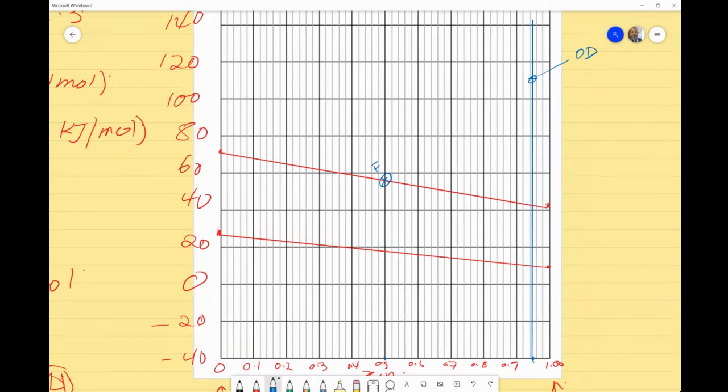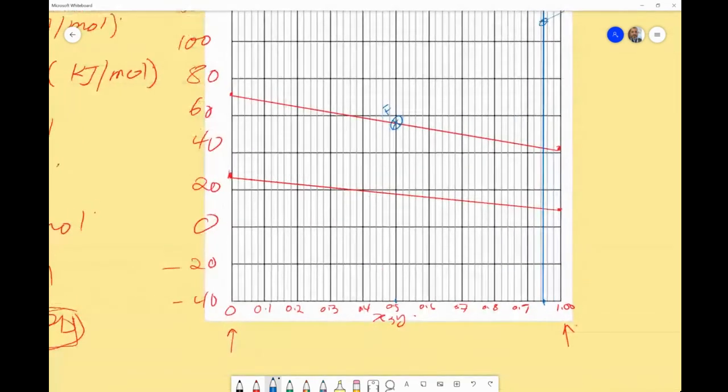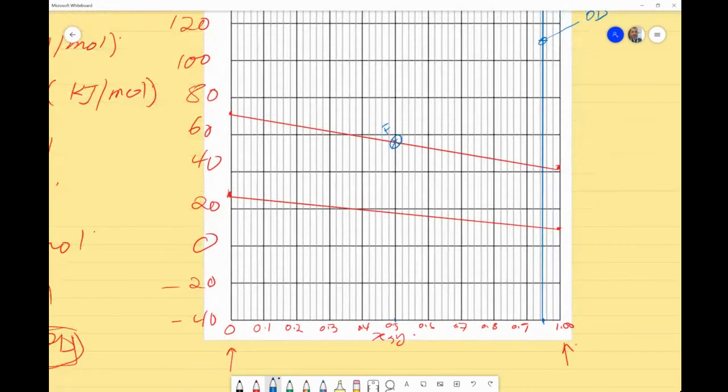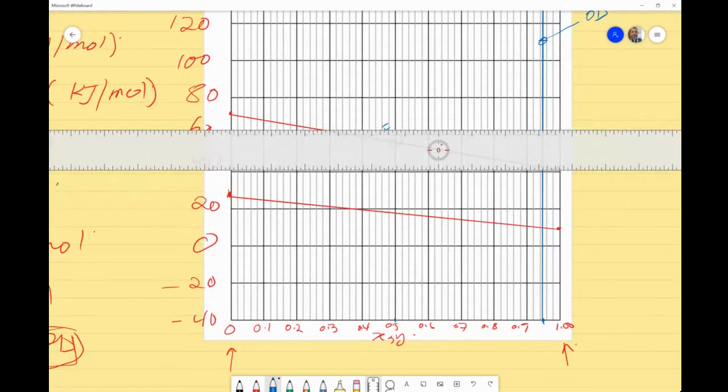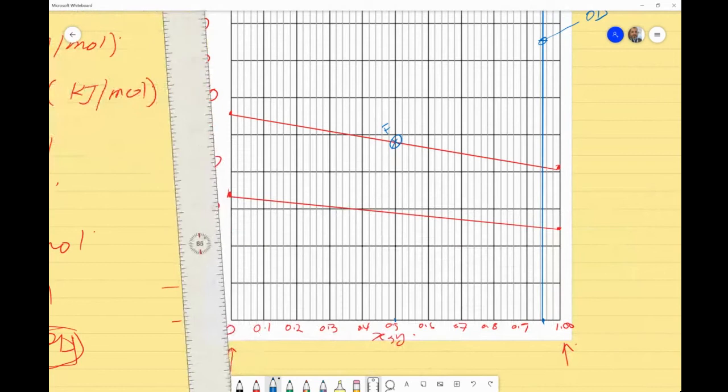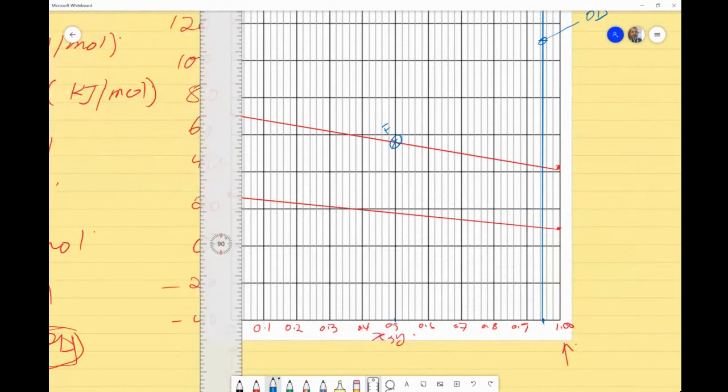Now I have to connect to the OW. I don't have to do anything, just go and it's 0.04. So I say, okay, I know XW is 0.04. So I go to 0.04 here. This is my 0.04. Okay. And I'd say this is my 0.04.